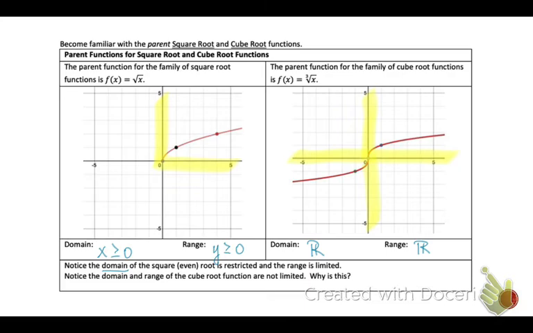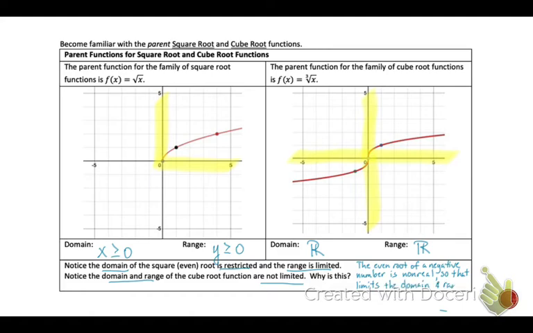The reason why the domain and range of the graphs are limited is because of the math that's happening in the functions. So notice down below in the bottom of this graphic here, the domain of the square root is restricted and the range is restricted also. Notice that the domain and the range of the cube root function is not. Why is that? Well, it is because the even root of a negative number, as you know, is not a real number. That's an imaginary number. And so that is not anything that we could graph.